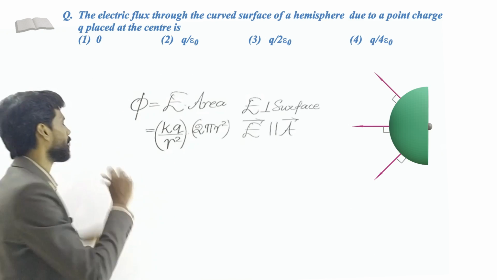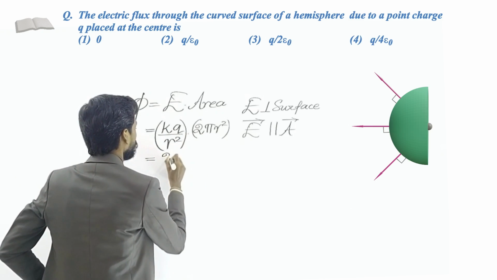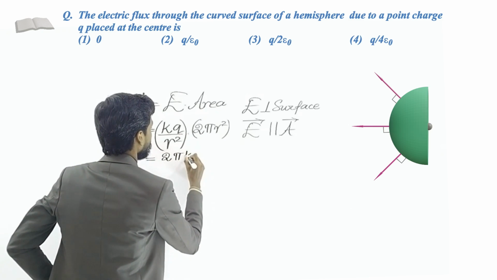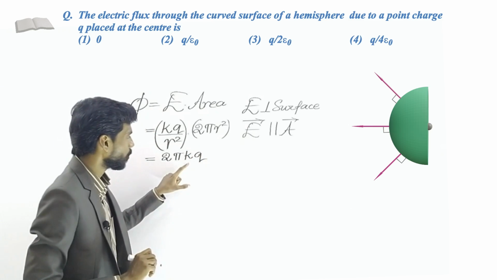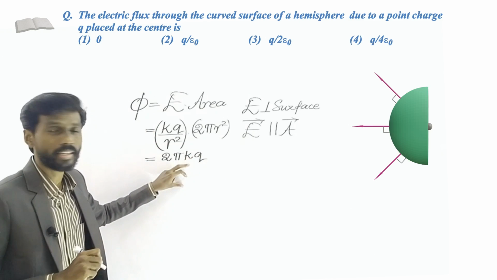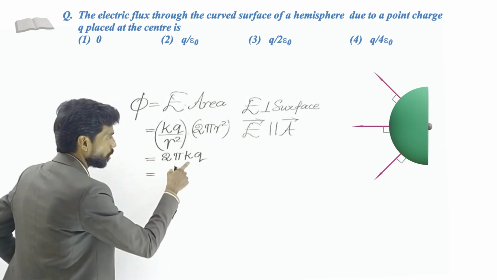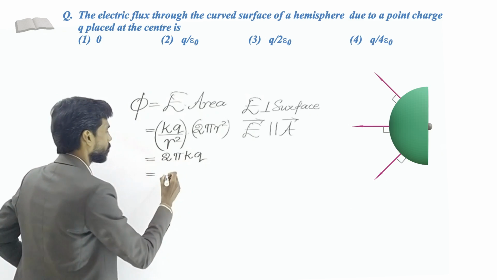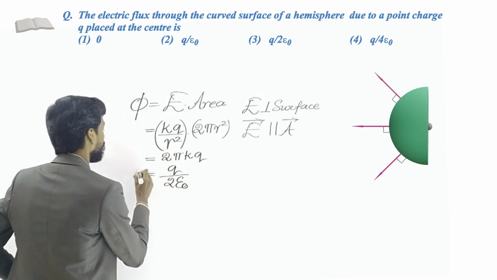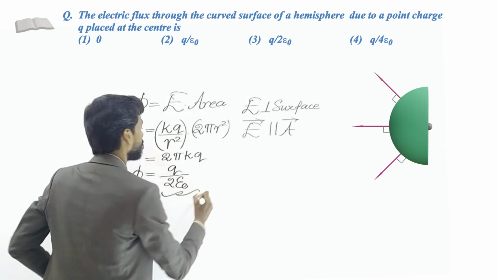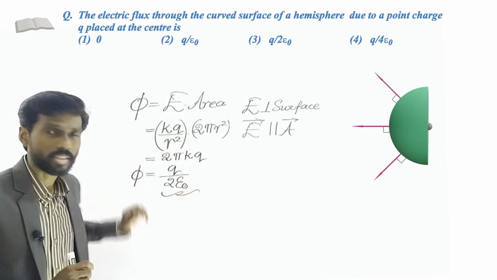Do you understand? It is very simple here. The r squared gets cancelled, so this is 2 pi k q. That's the answer, but we will write the value of k in terms of epsilon 0. We know that k is equal to 1 divided by 4 pi epsilon 0. If you substitute, pi gets cancelled, which means simply q divided by 2 epsilon 0. So this is the required electric flux through this curved surface, the hemisphere.